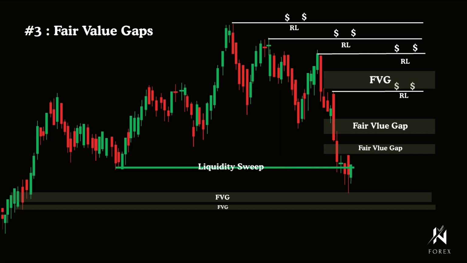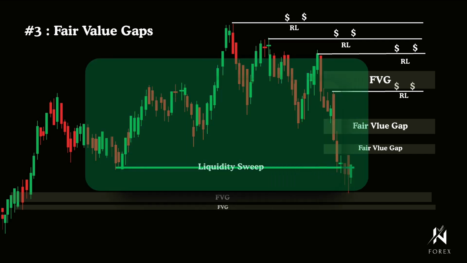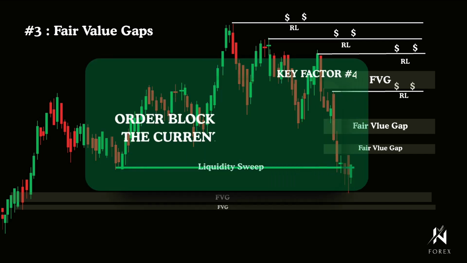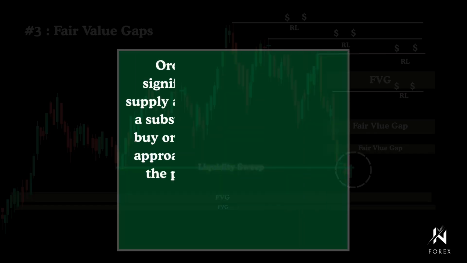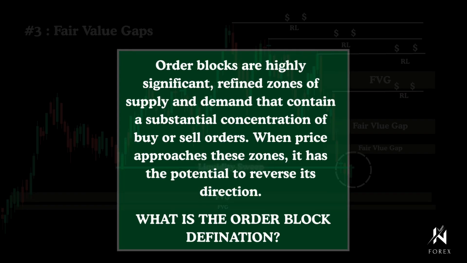Now, let's proceed to the next important factor to be marked on the chart, our fourth key element, which involves identifying order blocks situated near the current market level. Let's begin with a precise definition of order blocks. Order blocks are highly significant, refined zones of supply and demand that contain a substantial concentration of buy or sell orders. When price approaches these zones, it has the potential to reverse its direction.